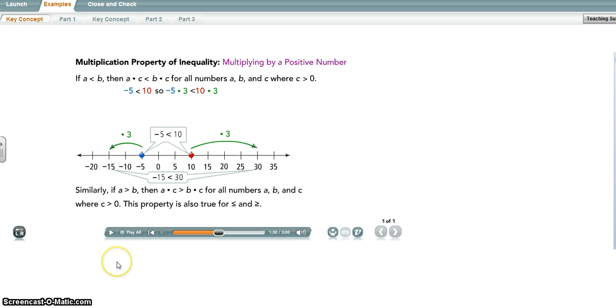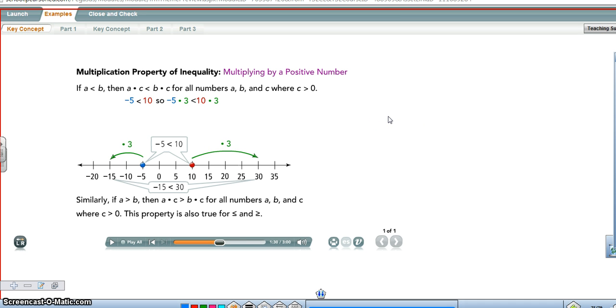Okay, so it is true that we can multiply an inequality on both sides. When we multiply an inequality on both sides, if we do it with a positive number, our inequality will still be true. So we started with -5 is less than 10, and that's true. Well, we multiplied both of these values by 3, the same positive number. When we did that, our answers, -15 and 30, are still, the first one is less than the second. The inequality remained true.